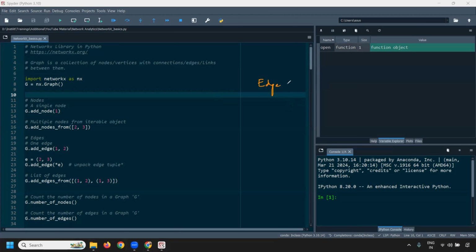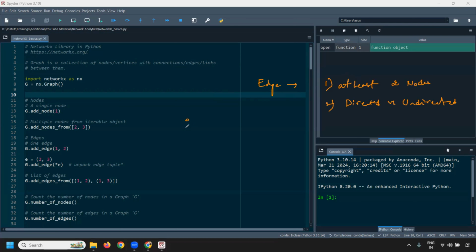if I take an edge, typically edges are nothing but the connections between two nodes or two entities. And when we talk about an edge, the edge exists only if there are two vertices, right? At least two vertices or two nodes should be there. All right. Then an edge can be a directed edge or it could be an undirected edge.